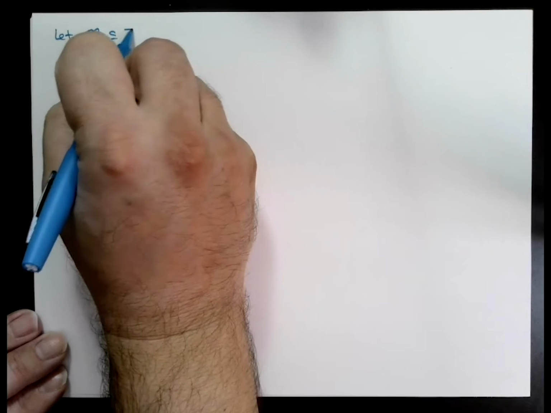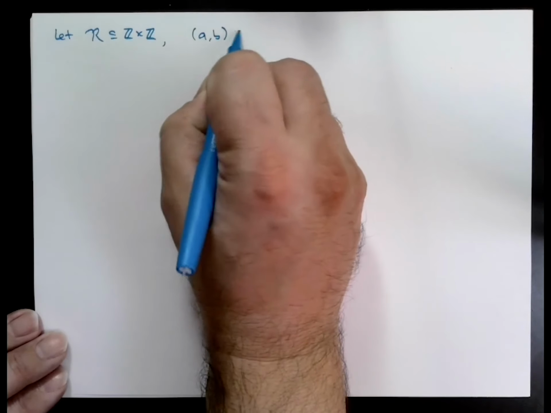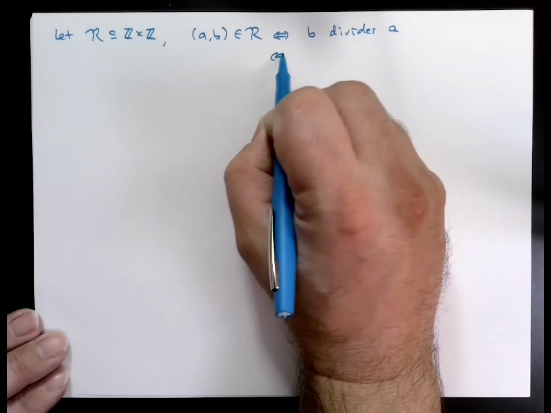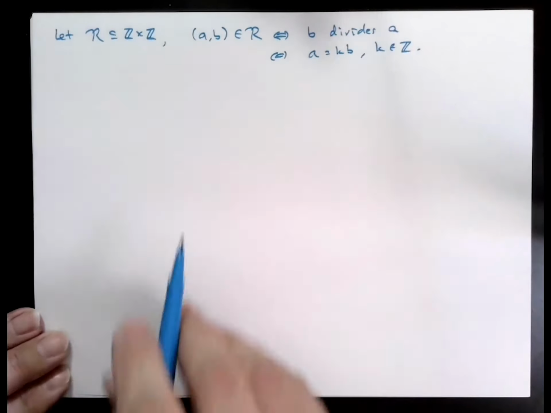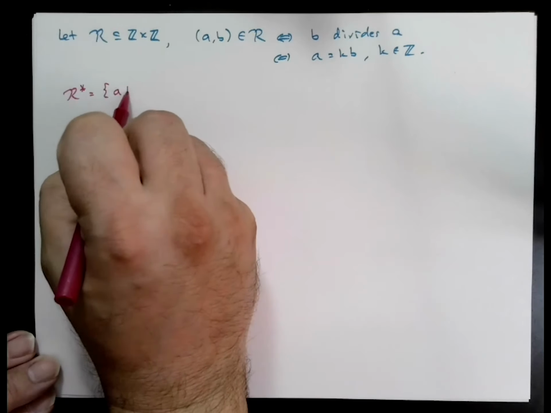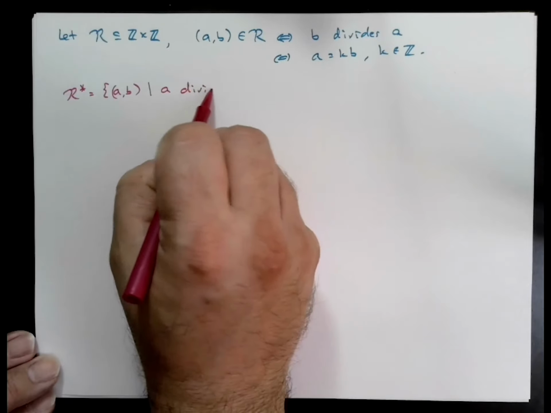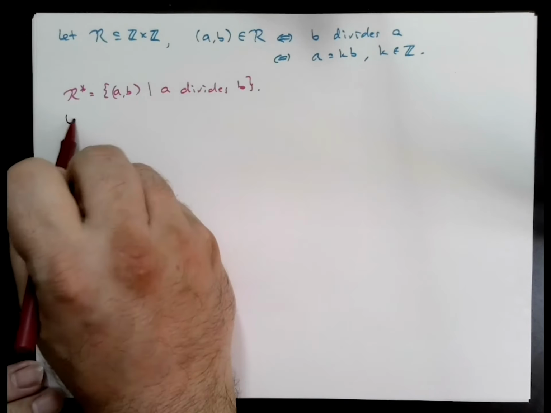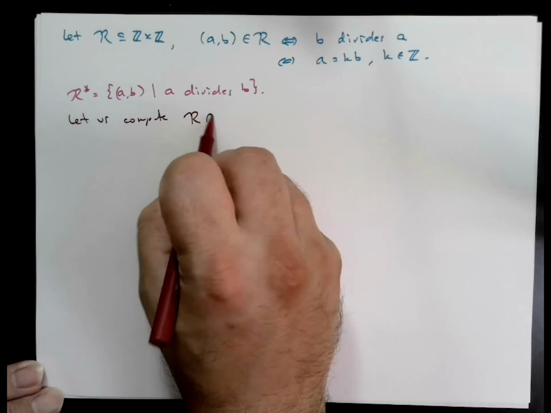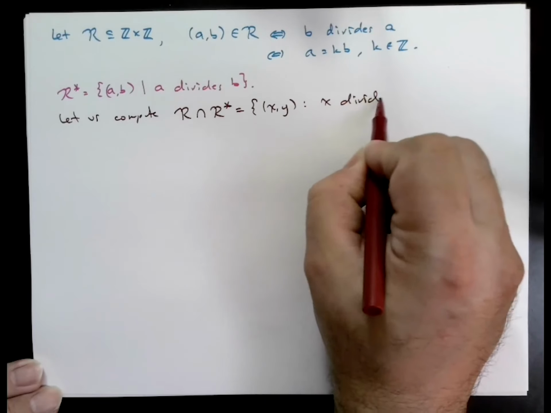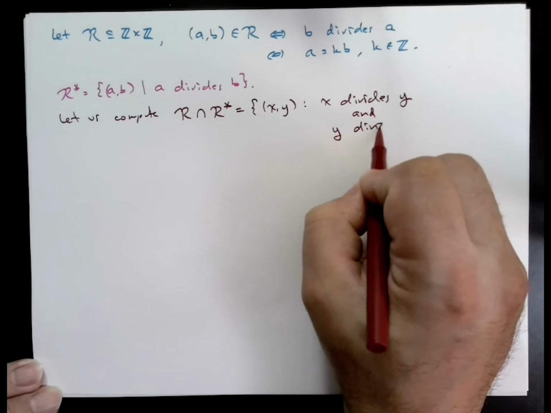Okay, now for one last relation. Let's consider the relation on the integers given by divides. Namely, R is all pairs of integers (a, b) such that b divides a. It is not hard to see that R star is the set of all pairs (a, b) such that a divides b. So let us ask, what is R intersect R star? Specifically, if we have a pair of integers x, y such that x divides y and y divides x, what can we say?